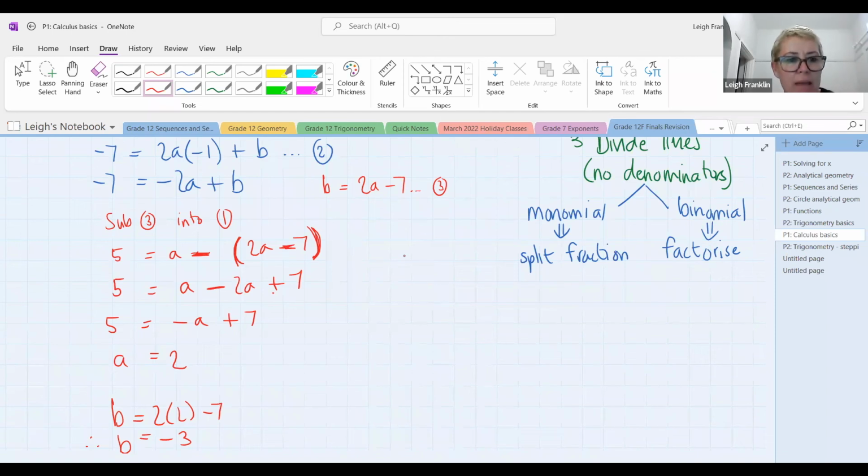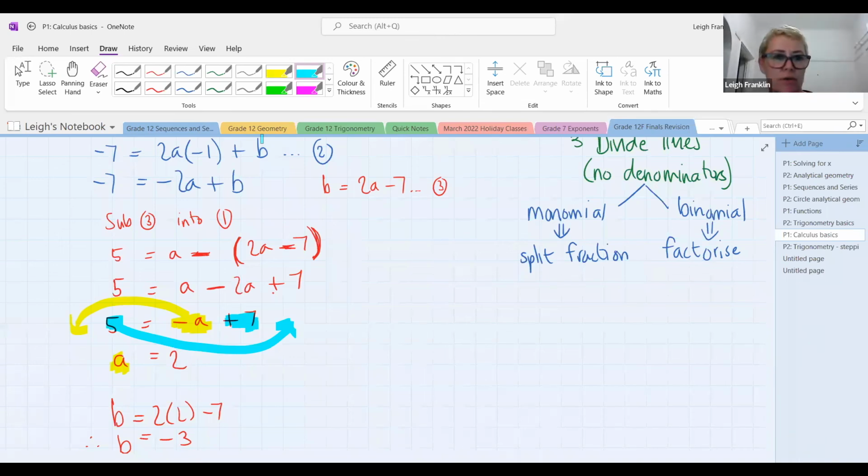Okay, all right. So a minus 2a is negative a. Then I've taken that and moved it over to the left-hand side, and now it's positive a. Then I've kept the 7 on the right, and I've taken the 5 over to the other side, and I've said 7 minus 5 is 2. Do you understand? Yeah. Okay, cool. All right. Anybody else got any questions they want to ask?